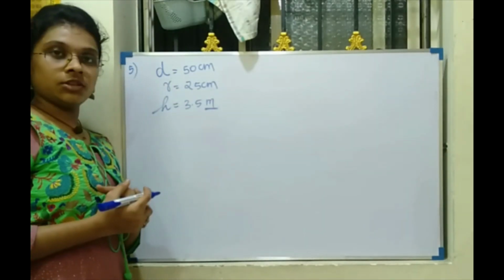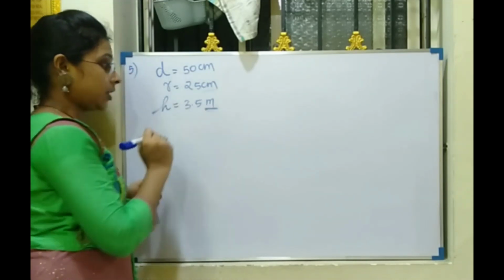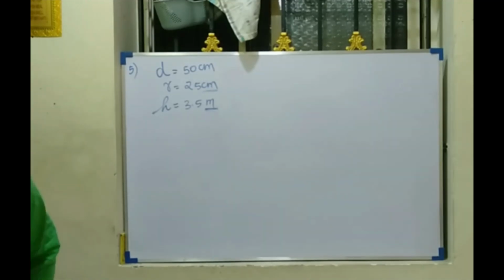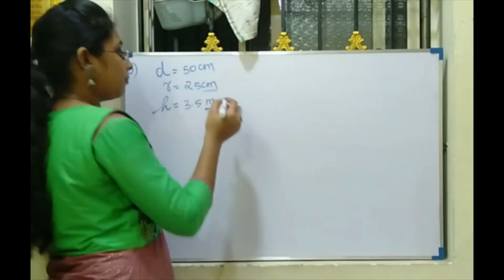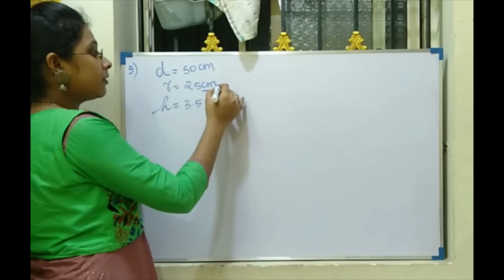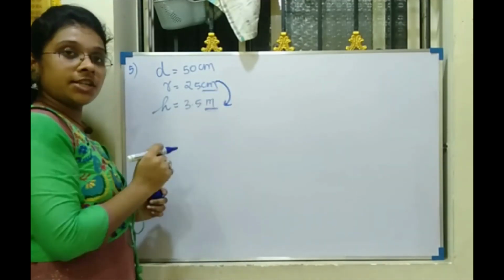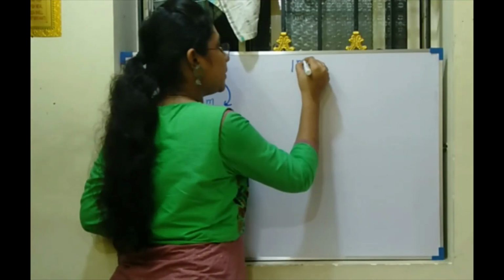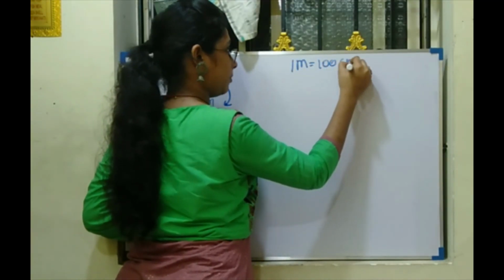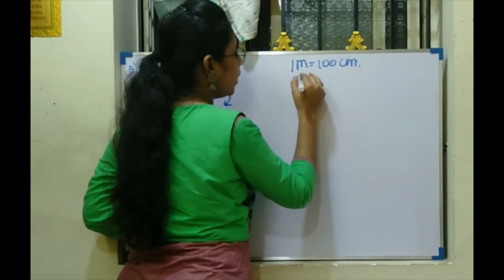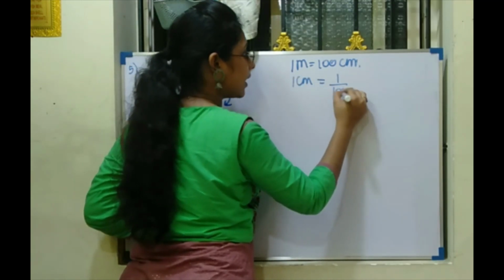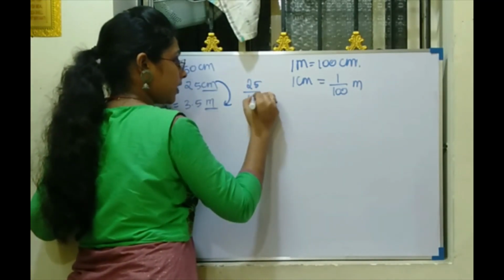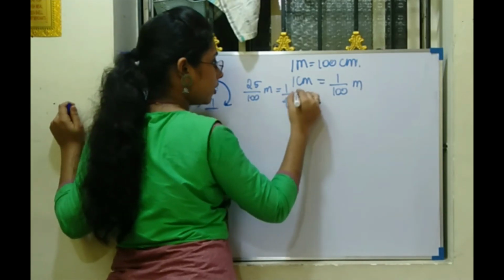Here there are different units, right? Here there is centimeter and here there is meter. We have to make it common. For that, what do we have to do? Change the units. How to change the unit from centimeter to meter? Divide by 100. If 1 meter is equal to 100 centimeter, it means 1 centimeter is equal to 1 by 100 meter. So here 25 by 100 meter is equal to 1 by 4 meter.